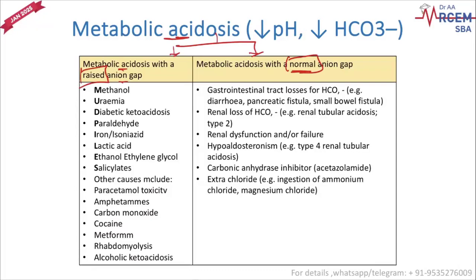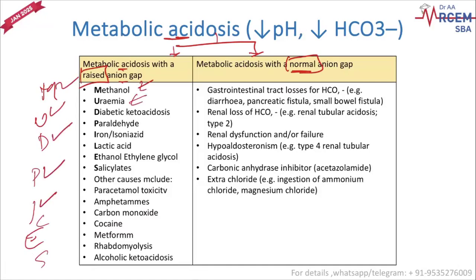Here you can remember with a mnemonic known as MUDPILES. This is a mnemonic to remember the causes for high anion gap metabolic acidosis. That is methanol, uremia, diabetic ketoacidosis, paraldehyde toxicity, iron or isoniazid toxicity, lactic acidosis, ethanol or ethylene glycol, and salicylate poisoning. These are the main things you need to remember.